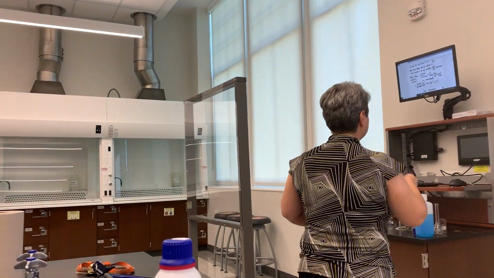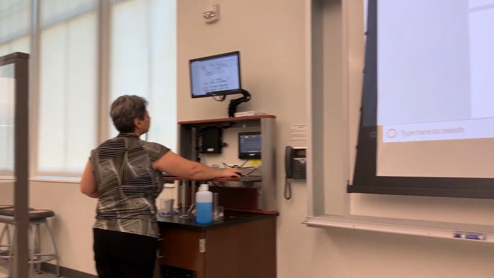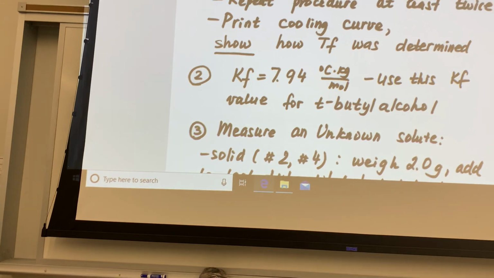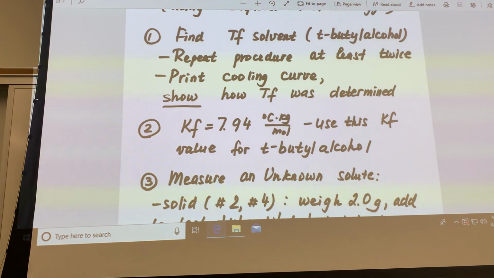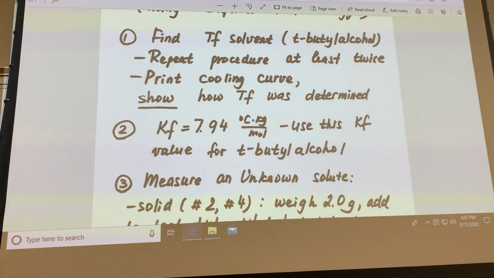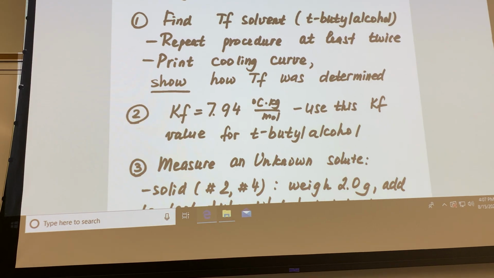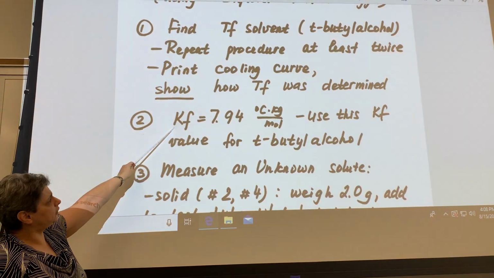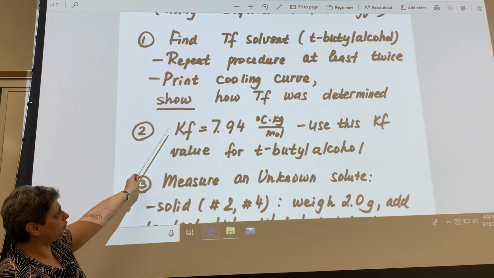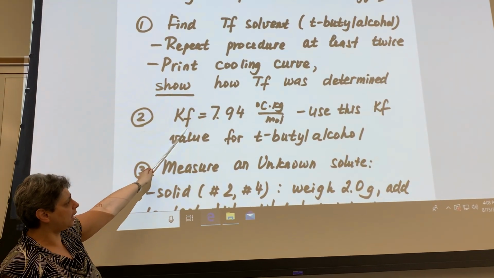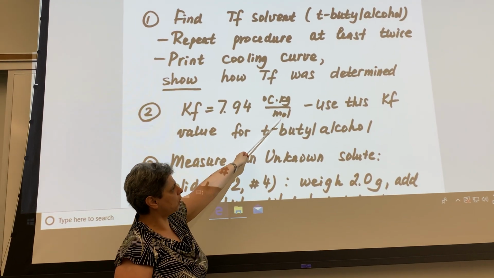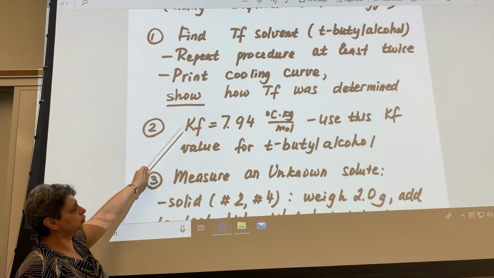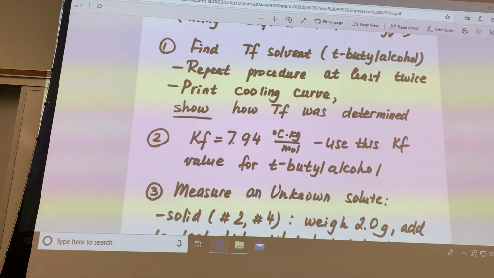So having shown you this, there's a couple more things I'd like to point out in this handout before I show you the cooling curves. So a couple of things you need to know. If you were doing this, you would only do parts 1 and 3. You would not be doing part 2 where KF is found. Instead, you would use this value for KF given here in the note. So for terbutanol, KF has a value of 7.94 degrees Celsius times kilograms over moles. So this would be the KF you would use for all calculations in this experiment.